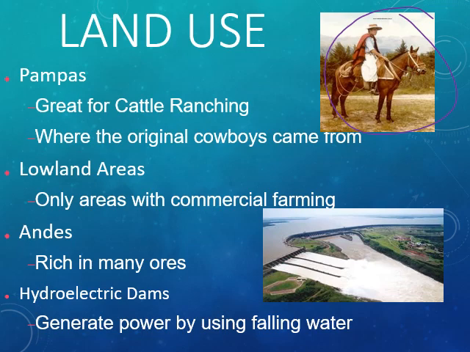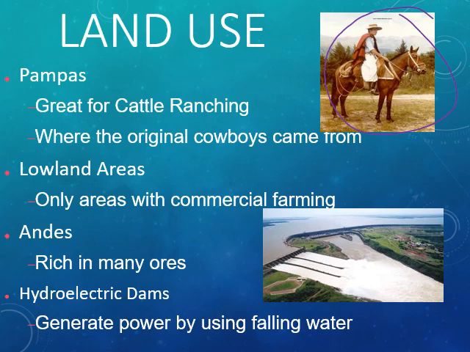In the lowland areas, it's really the only areas with big farms, commercial farms, because the mountains make it difficult anywhere else. In the Andes Mountains, there are a lot of different ores, so a lot of different metals, and it's very rich in gold and silver and copper, and so a lot of people have been drawn to the region because of the riches that are stuck in these mountains.